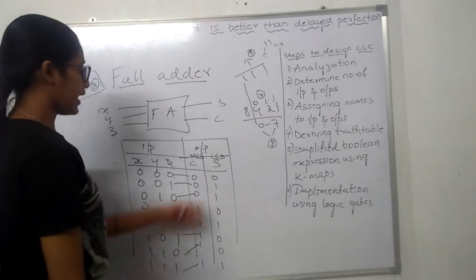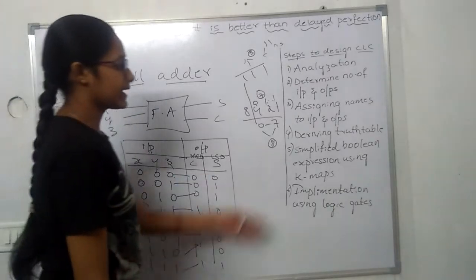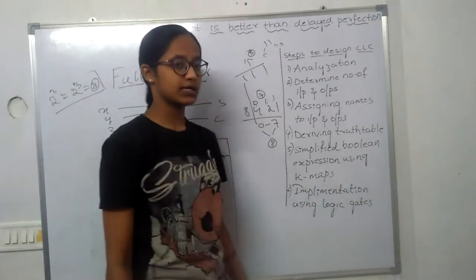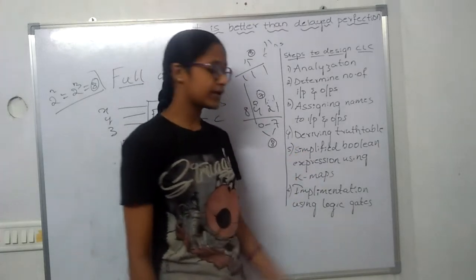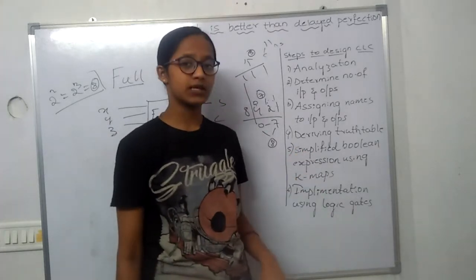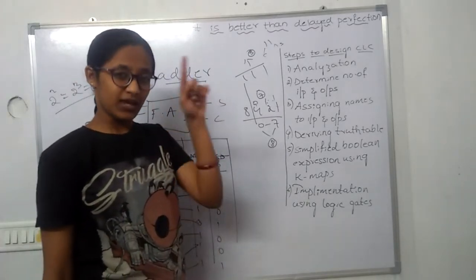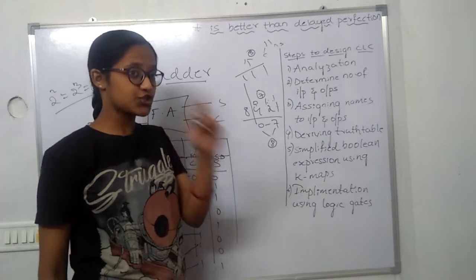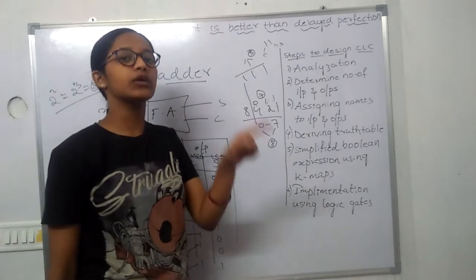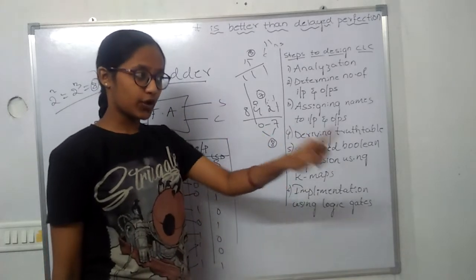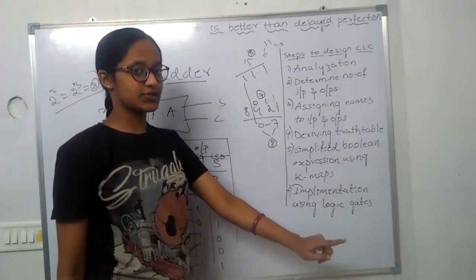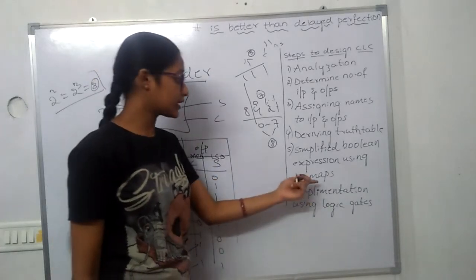Then we have drawn the truth table. Next, we have to get the Boolean expression. Why am I saying the simplified Boolean expression? Because I am using K-maps. Of course, from the truth table you can get the Boolean expression, but it would have to be solved again in order to simplify. So in order to get the simplified Boolean expression directly, as the next step, I am using K-maps.